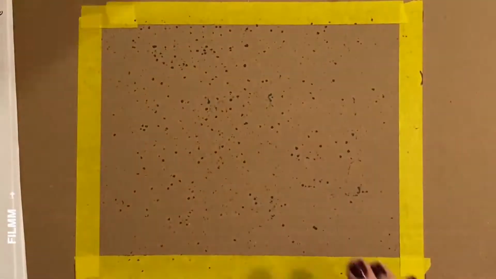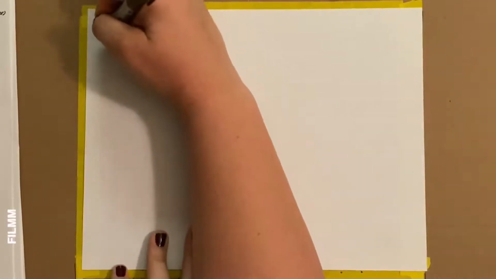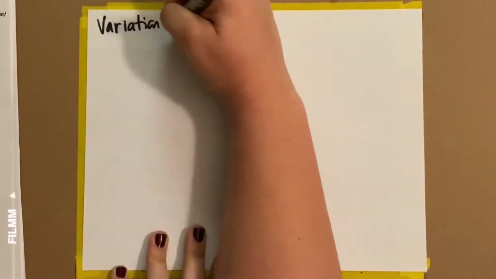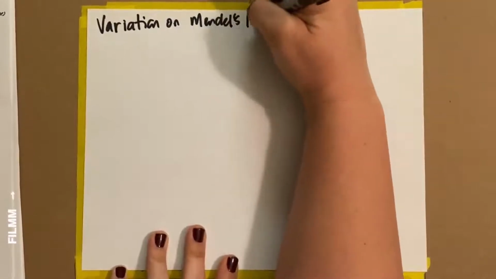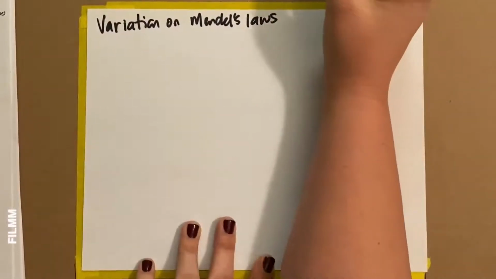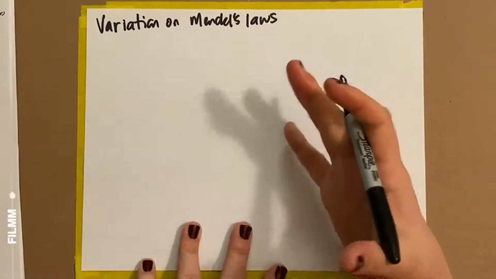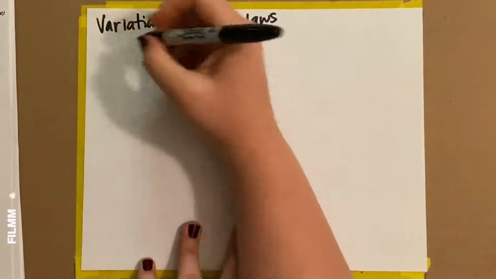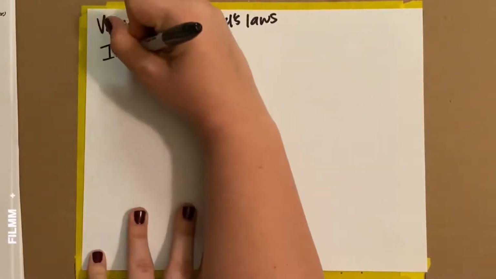Now, the last major thing I want to talk to you guys about is variation on Mendel's laws. Okay, and so these are going to be important because there are sometimes when we have patterns of inheritance that do not coincide or work well with Mendel's laws. Okay, and so the first one that we're going to talk about is called incomplete dominance.